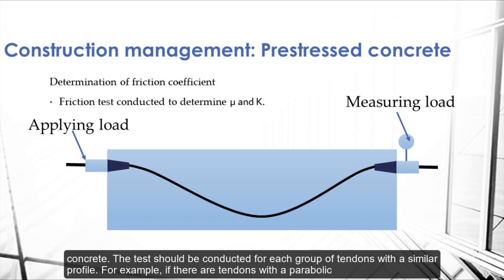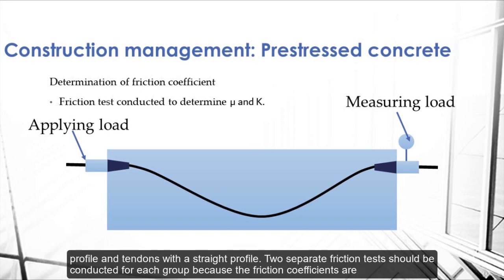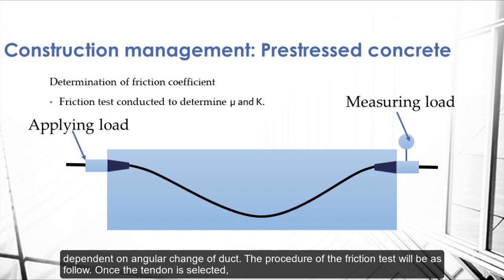The test should be conducted for each group of tendons with a similar profile. For example, if there are tendons with a parabolic profile and tendons with a straight profile, two separate friction tests should be conducted for each group because the friction coefficients are dependent on angular change of duct. The procedure of the friction test will be as follows.